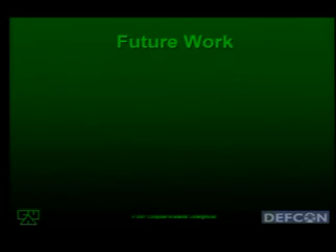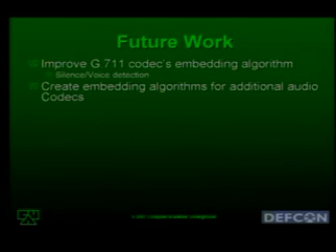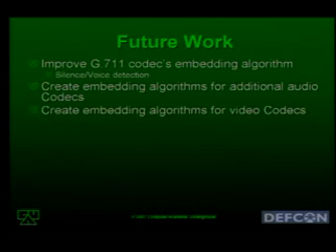Future work, I want to improve my G711 codecs embedding algorithm. Right now I'm basically embedding in every single sample word. By doing some silence and voice detection, we can prevent some more rudimentary steg analysis by only embedding into the more random looking data where there's actually speech going on. With G711 in particular, silence is fairly normalized in the encoded data. I want to create embedding algorithms for additional audio codecs. Also want to tackle some video codecs.